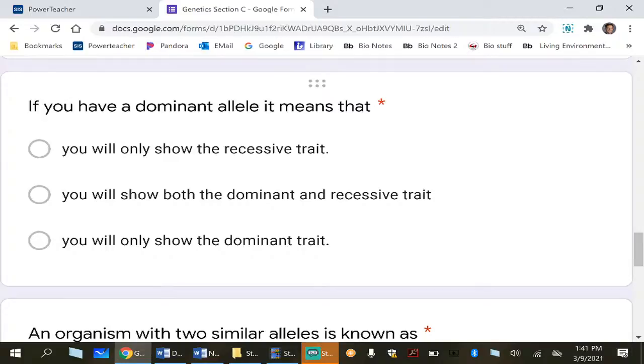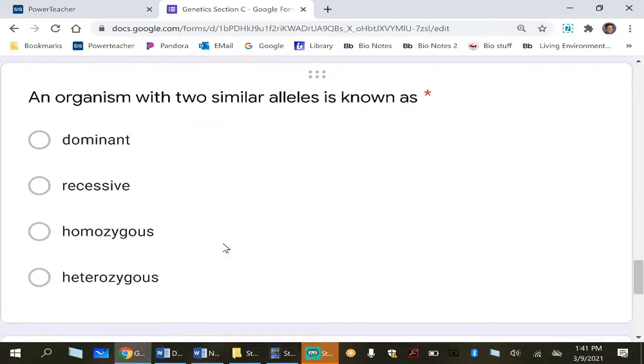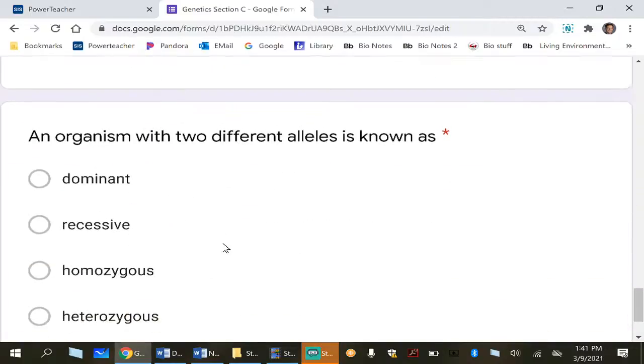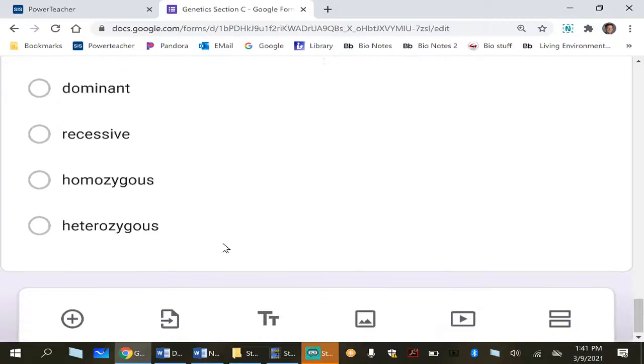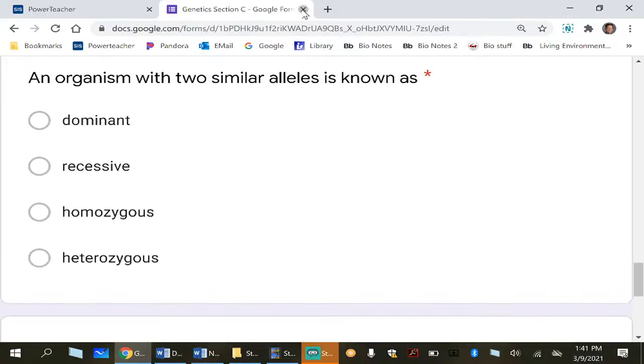Gabby, what's the final answer? You will always show the dominant trait. Good. Next. Riley. An organism with two similar alleles is known as homozygous. All right. And lastly, Dean. An organism with two different alleles is known as heterozygous. Good. I couldn't hear you. All right. Perfect.